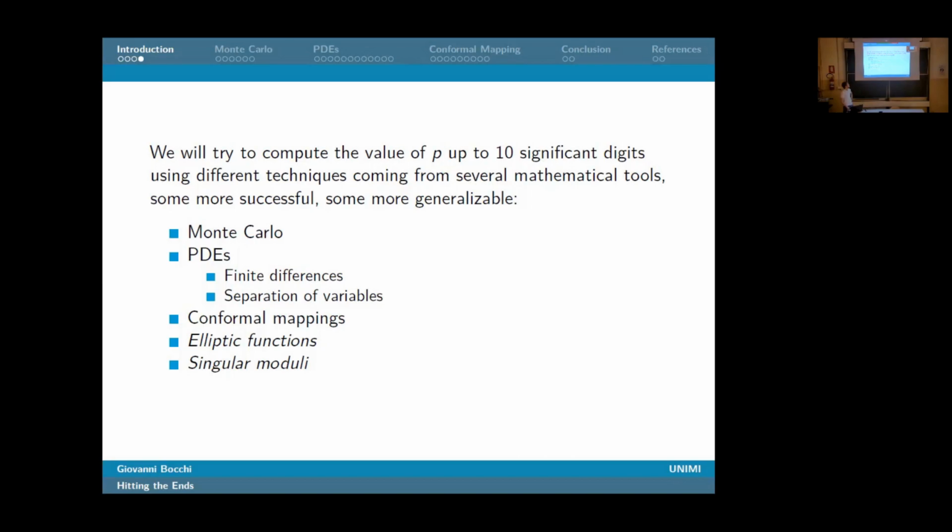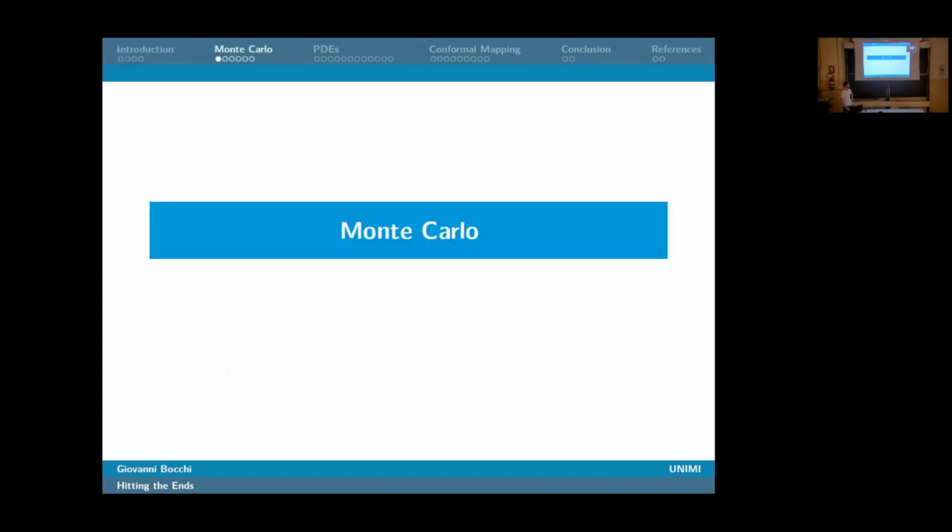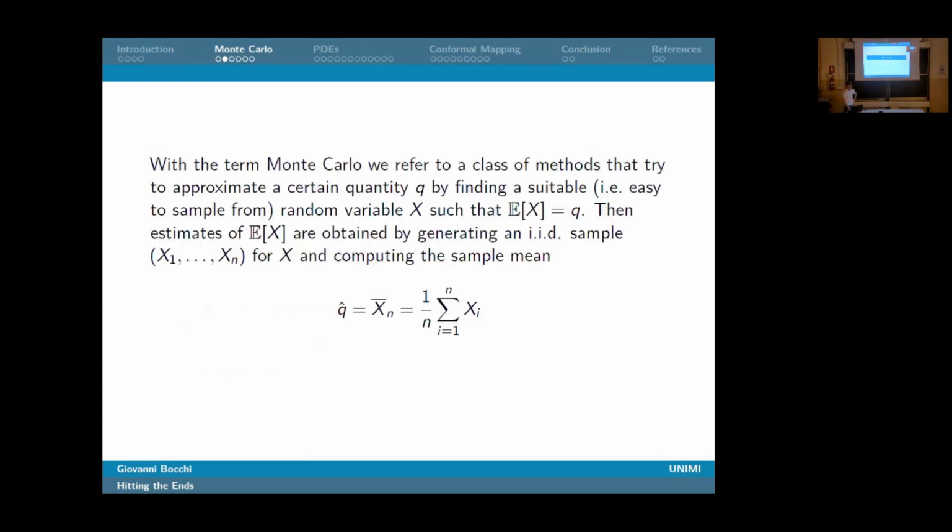And in the reference, there are also two more methods to solve the problem based on elliptic functions and singular moduli, which I will not introduce in this talk, but if some of you is interested, I will give you the reference. So let's see the first approach, which is a Monte Carlo approach.